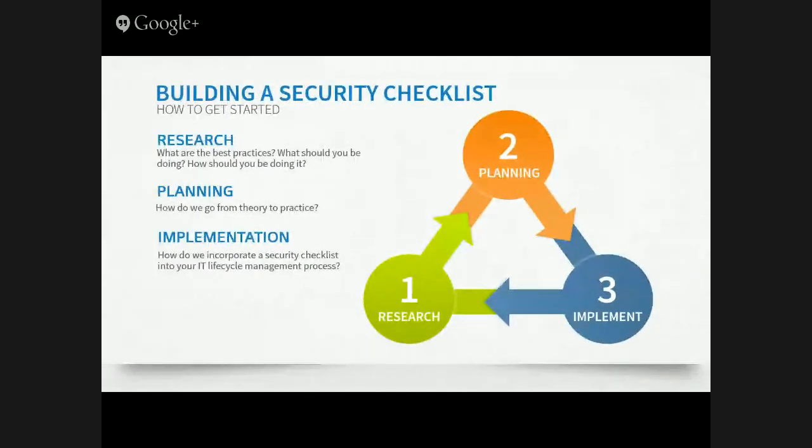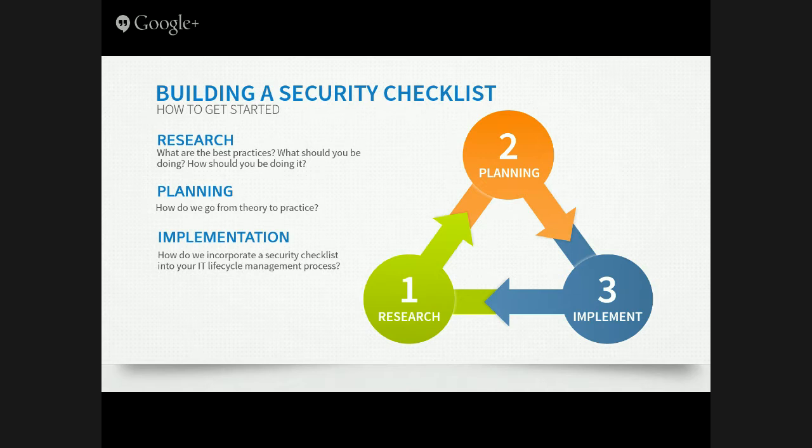So the first thing to do is you essentially have to do some research. What are the best practices? And it depends a lot on the operating system, the applications that you're trying to secure and lock down. What is it that you should be doing, and how should you be doing it? So that's step 1. Step 2 is planning. How do we take that security checklist and go from a theory of how the operation should be done and how the machine should be locked down, and how do we take those into practice? And then once you've decided on what that plan is going to look like, how do you actually implement it?